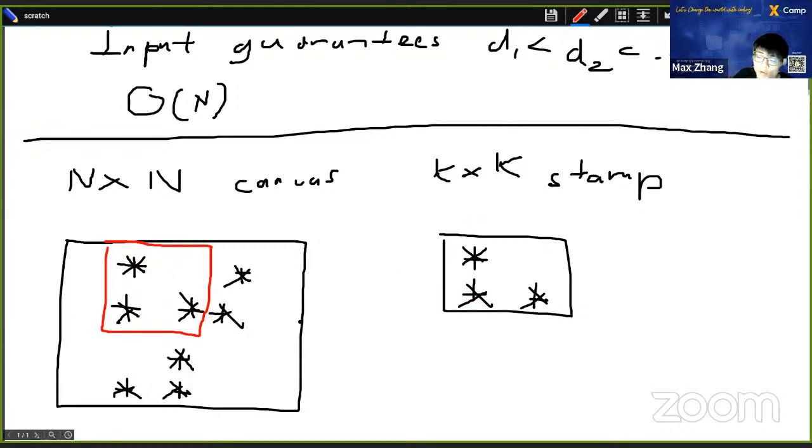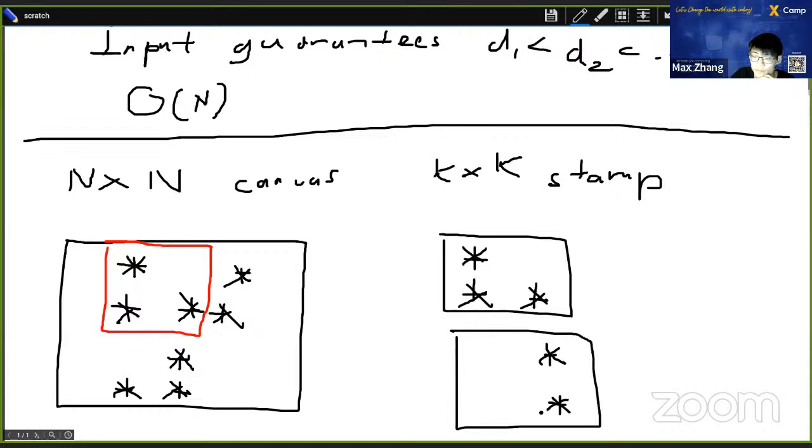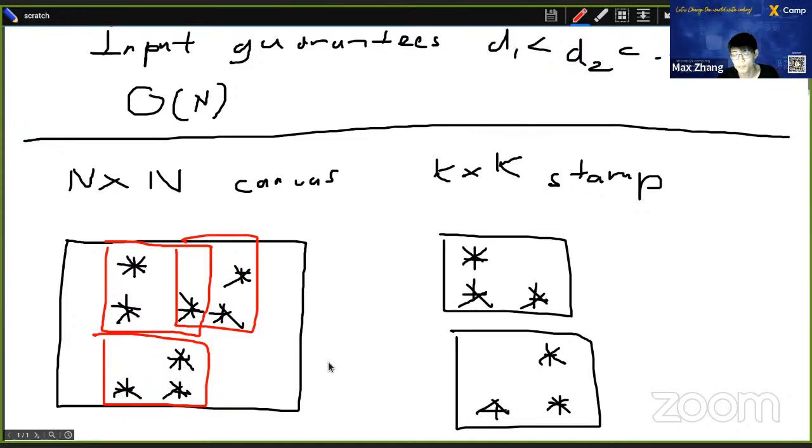Now I'm also allowed to rotate this stamp. So I can rotate this stamp so it looks like this. And then plant it on top of, say, here, so that I'll stamp here, here, and here. And then finally, I can also put a stamp on top of here. I can also stamp here and cover these. And so you can notice that we're allowed to cover the same spot more than once.